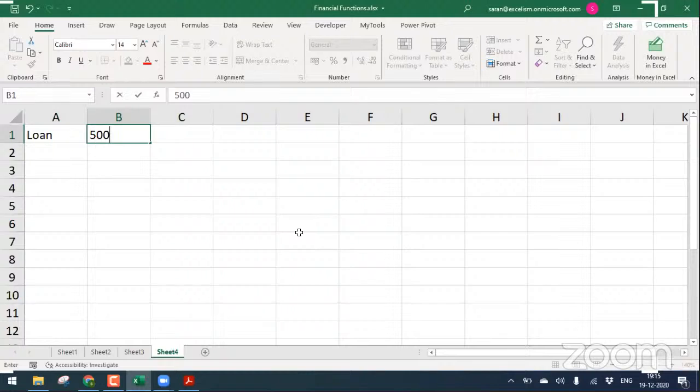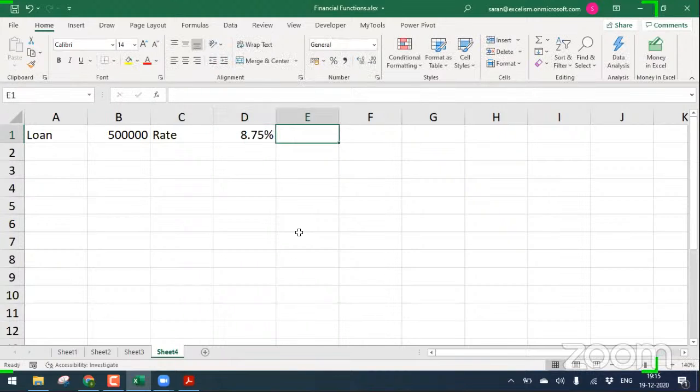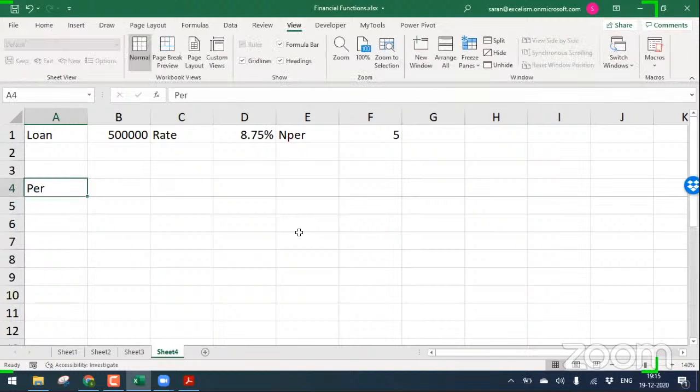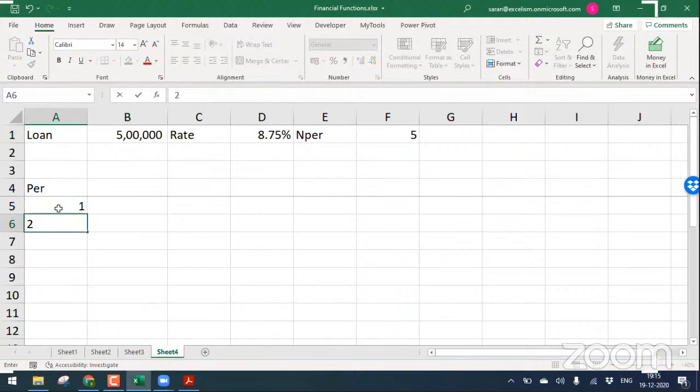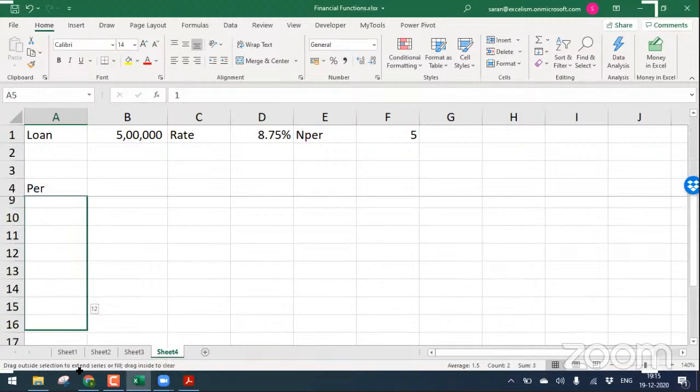Let's take a loan at the rate of 8.75%. Let us take the number of periods as 5. Okay, so this is the PER. I hope you understand the language. PER means period. So I'm going to pay this in 60 periods, right? Because it's 5 years. So what I'll be doing, I'll just take PER. Let me take 1, 2, and so on. Let me drag this down to 60.